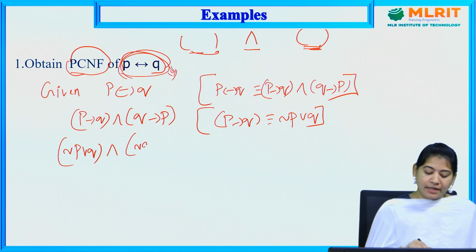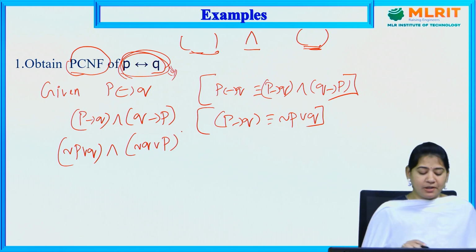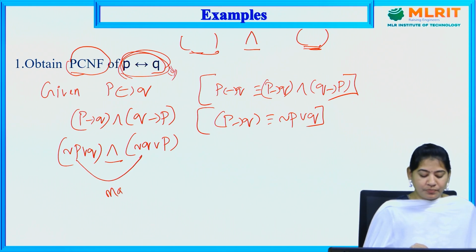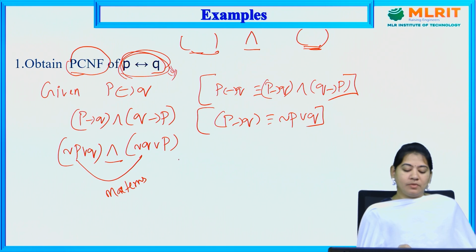And here we are writing negation Q or P. So now if you observe, this is a product and these are called max terms. So here we can stop up to this third step. Why? Because we already got the answer in the form of the PCNF, that is, product of max terms.